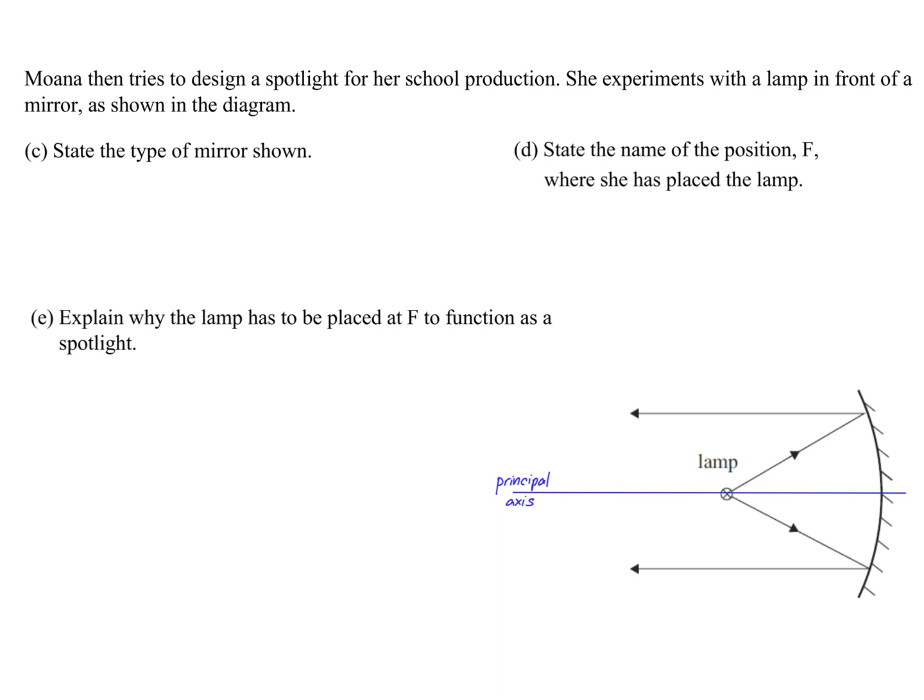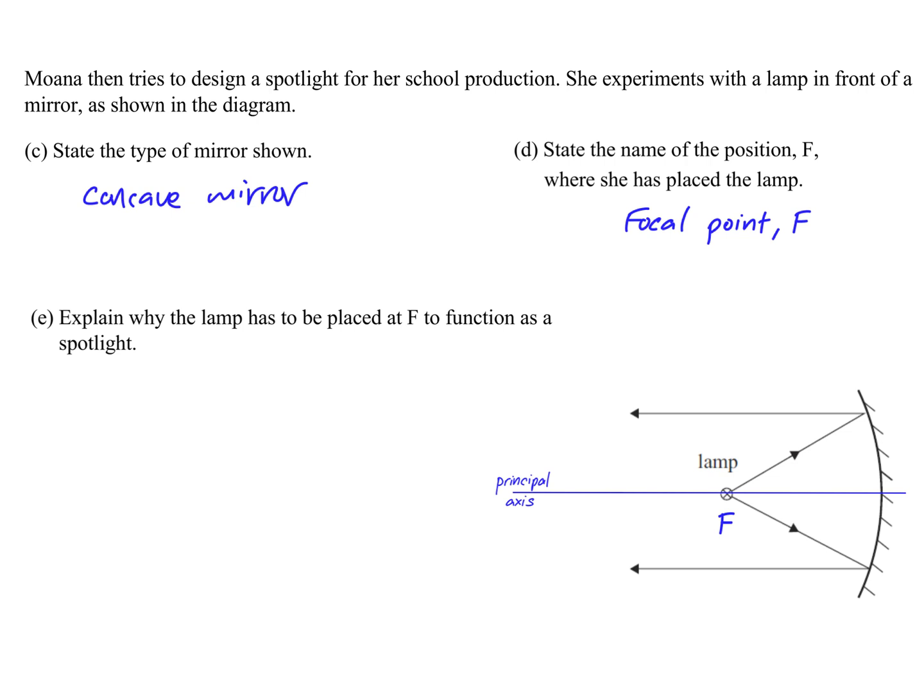Part C, state the type of mirror shown, so that's obviously a concave mirror. Part D, state the name of the position F where she has placed the lamp. Now, the fact that the reflected ray is parallel to the principal axis means that the lamp must be positioned at the focal point of the concave mirror.